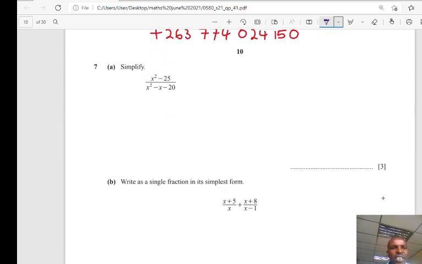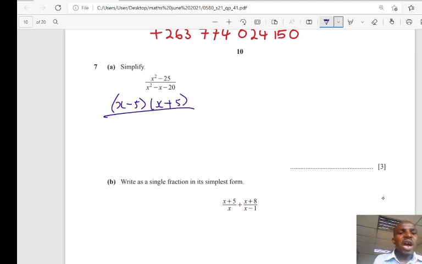Next, question number 7. Simplify x squared minus 25 over x squared minus x minus 20. If you see expressions of this form, you have to factorize. Always factorize. X squared minus 25, the numerator, is called the difference of two squares. You just take the square roots to factorize it, so you say x minus 5 and x plus 5.